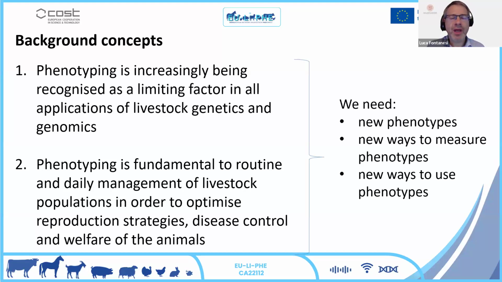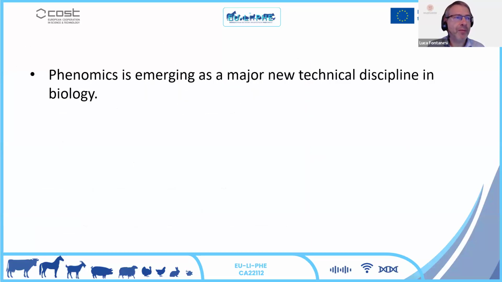And we need actually new phenotypes to foster these two areas, new ways to measure phenotypes, and new ways to use these phenotypes for these two main applications. So phenomics is emerging as a major new technical discipline in biology. The term phenomics is paired to the omics approaches, in which there is genomics, transcriptomics, metabolomics, and so on. And it probably will be one of the most important disciplines to produce big data in the future.